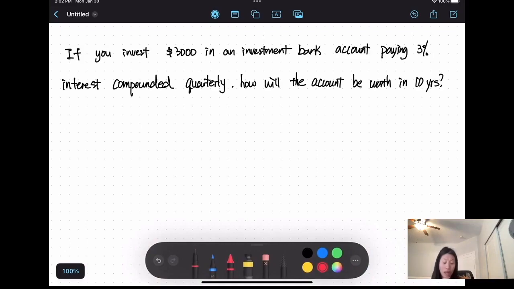In the previous videos, we talked about exponential growth, which is f(x) equals a times (1 plus r) to the t power, where t is the time, r is the growth rate, and a is the initial value. So why can we apply this function to compound interest? Because when we're talking about paying interest, this rate is an annual interest rate.